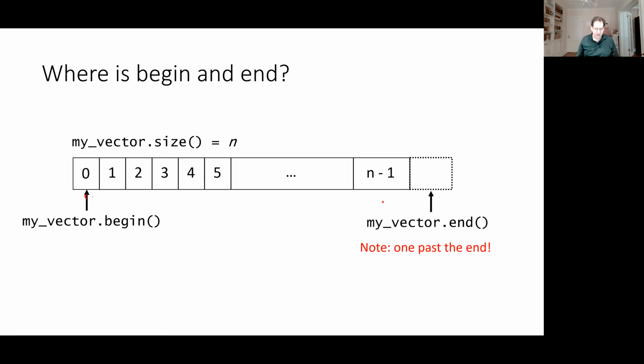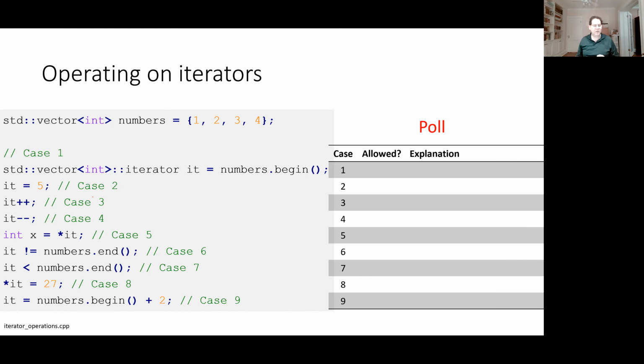Okay, so given that, I want you to look at this code. I basically have created a vector of integers, called it numbers, and I've initialized it with four values. So its size will be 4, and the 4 things in it will be 1, 2, 3, 4. I want you to go through these lines of code. I'm going to launch a poll and just say whether you think each of these lines will compile. Will it be allowed and do something?